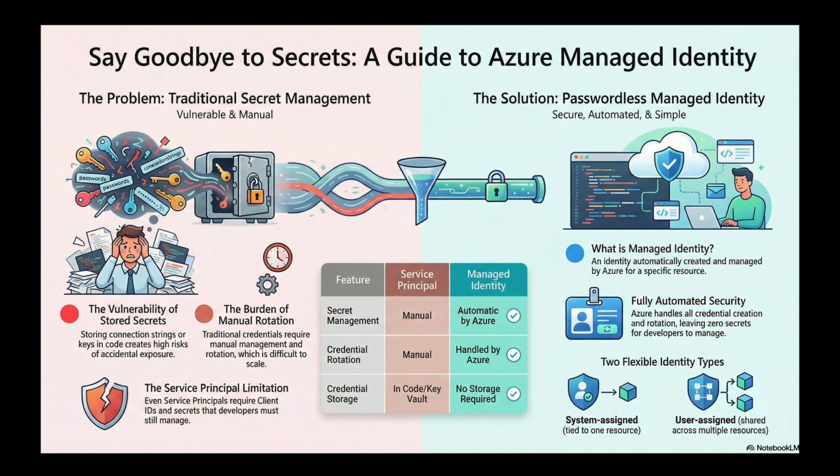Now, to begin with, how was authentication done earlier? Traditionally we used storage keys, connection strings, and secrets, and the issue was that the secrets were stored in code. Because of that there was a risk of exposure and we had to manually rotate passwords. It was difficult to manage at scale when we had a lot of applications and a lot of passwords or client secrets to manage, and that is where the Azure Managed Identity solution comes in.